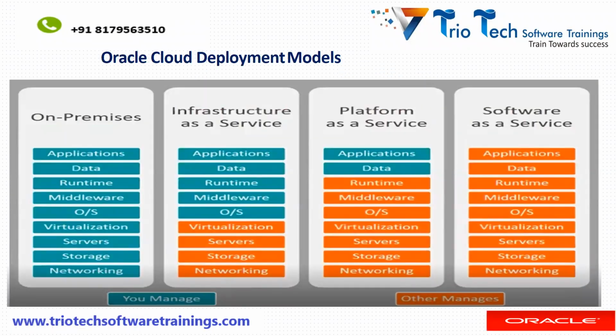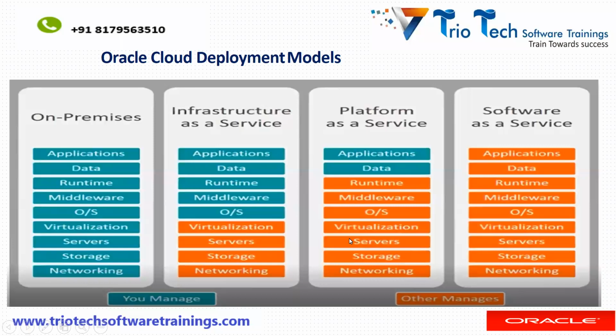Once we talk about Oracle Cloud deployment models, as we have been saying, on-premises versus cloud. Now in cloud, we have three different service offerings. IaaS, what we call infrastructure as a service. Next is PaaS, platform as a service. And the third one is software as a service. Mostly our focus will be on SaaS, software as a service.